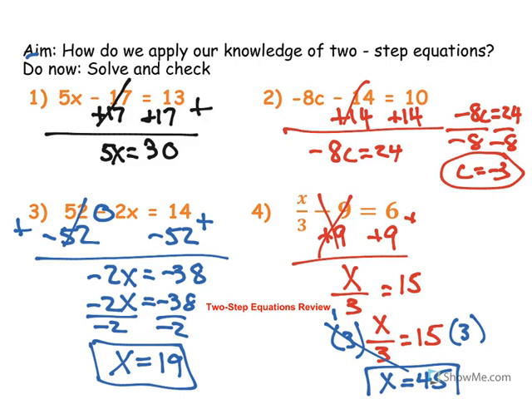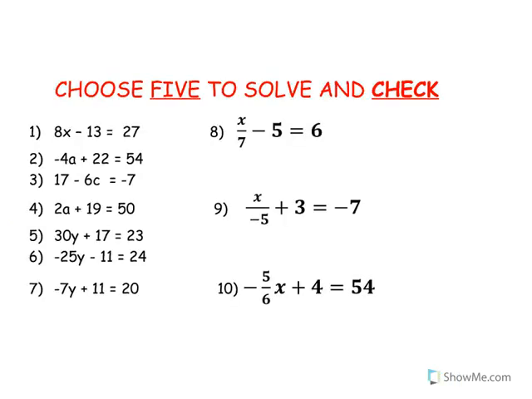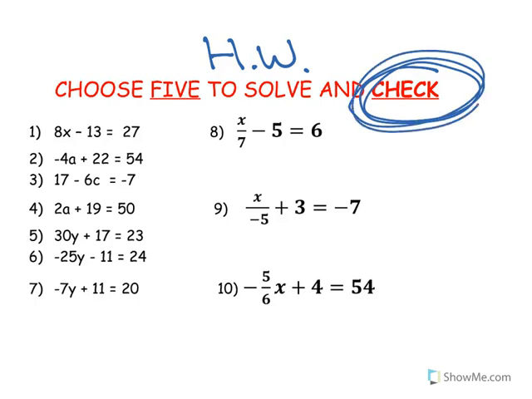So what we're going to do, and this is going to be a little assessment also, is this is your homework. Okay? And it's very clear. Choose 5 to solve and check. Just in case there was any miscommunication there. Okay? It's going to be 5 out of the 10. And you're going to solve and check them. If you don't check, I can only give you half credit.